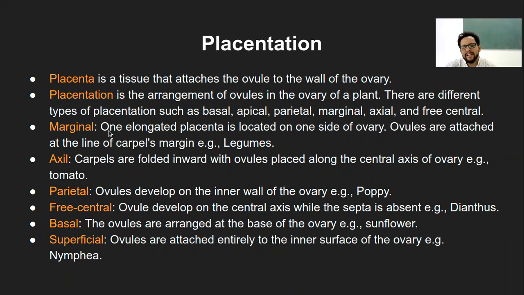So marginal refers to one elongated placenta located on one side of the ovary. That means it is on the margin of the ovary, right? One side refers to the margin. It can be on any side, that will still be marginal. And ovules are attached at the line of the carpel's margin, next to the ovary's margin. And all these leguminous plants will have this marginal type of placentation.